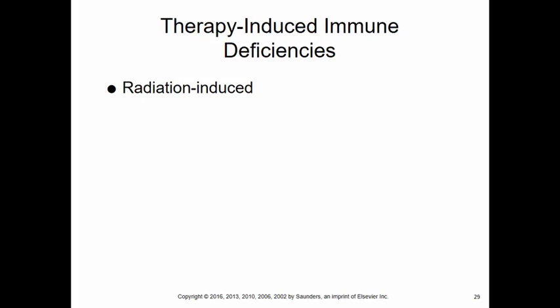Then we also might see radiation-induced immune deficiencies. While it's not as significant as chemotherapy, radiation is still toxic, especially to lymphocytes and neutrophils. If you think about where white blood cells are produced, and all blood cells for that matter, most blood cells are produced in the bone marrow. So radiation to the ileum and the femur are the primary blood cell producing sites. Any radiation to those two areas can cause generalized immune suppression, which is a real problem.